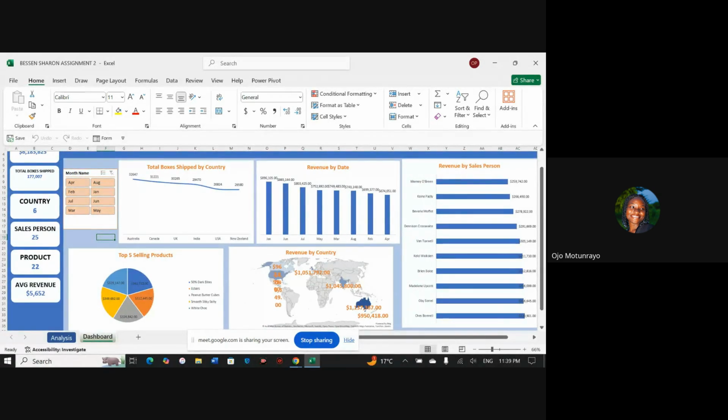Looking at this dashboard, that's actually very nice. This revenue by country is entering my eyes. Well done. Thank you, ma'am.